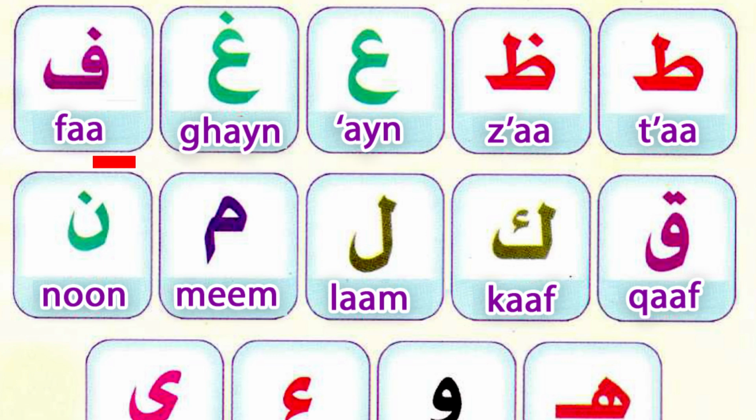Next one is fa, just like the F sound in English. Fa, and here is qaf. This one is kaf. By the way, qaf and kaf look like the same in sound, but the difference is that qaf is heavy. We say qaf, but the kaf is light. So we got qaf and kaf.